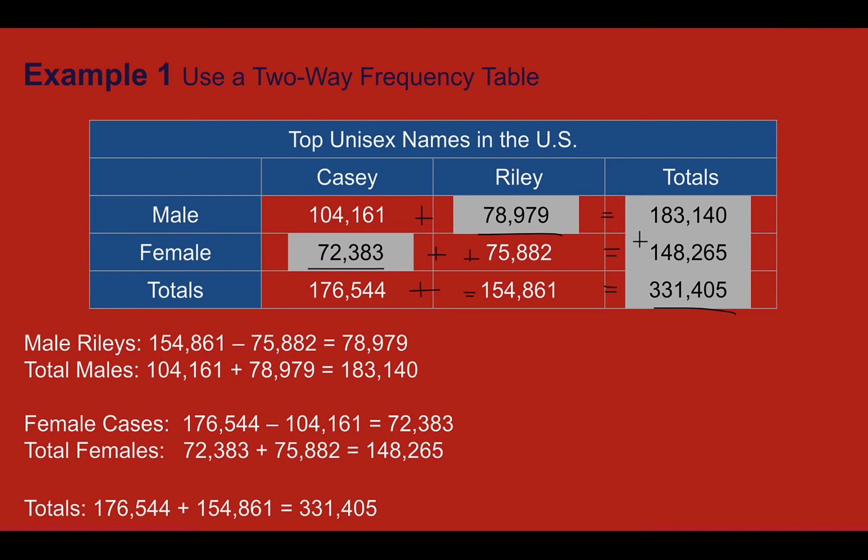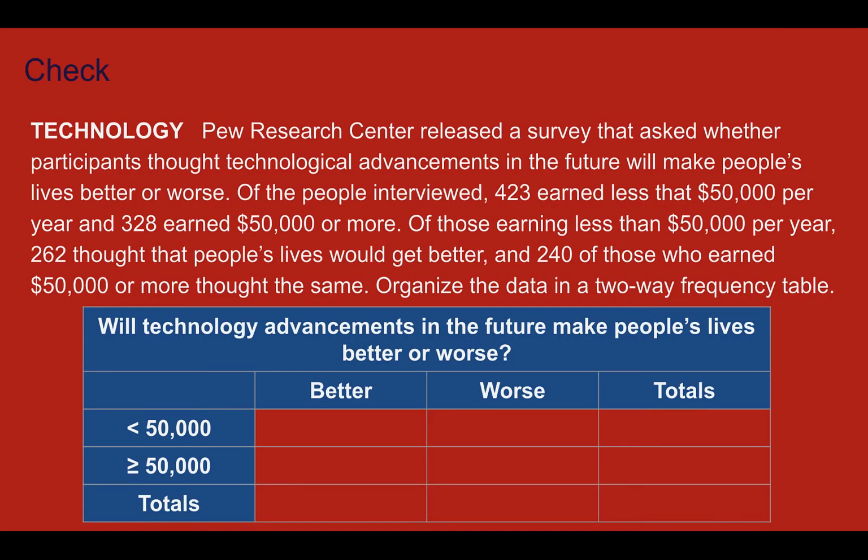And just as a reference, if we happen to have another column with a number here, and a number here, and a number here, maybe there's a third name they gave, all three of these would have to add to the total. Check to see if you understand. Read through the situation and fill in the two-way table. Here, they didn't give you any to start with, but all the information you need is in the text. Pause the video and organize the data in the two-way frequency table.